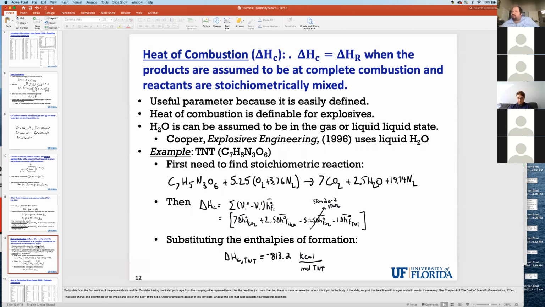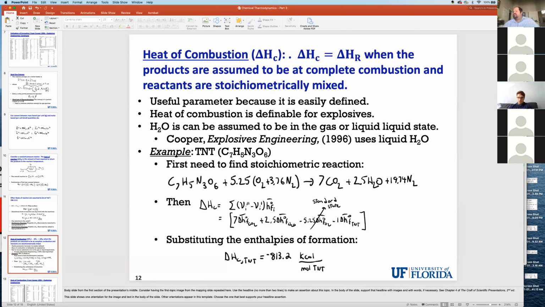There is a special case of the heat of reaction that is used quite a bit, called the heat of combustion. That's simply equal to the heat of reaction when the products are assumed to be at complete combustion and the reactants are stoichiometrically mixed. The heat of reaction is for any random reaction; the heat of combustion is for the very special case of complete combustion with stoichiometric reactants. You find this parameter quite often for a lot of fuels because it has a nice, easy definition.